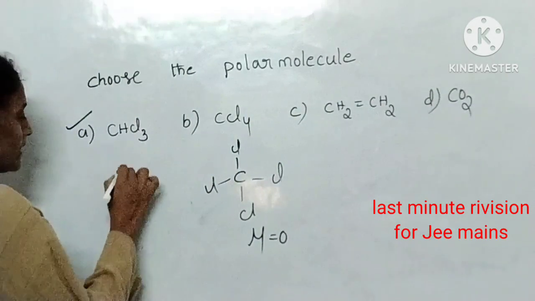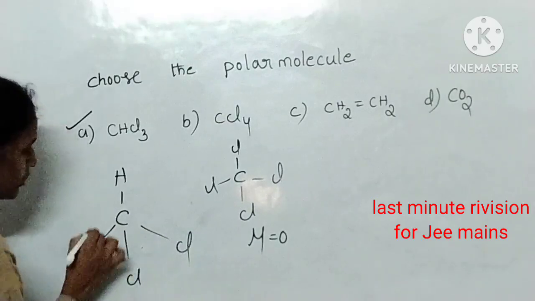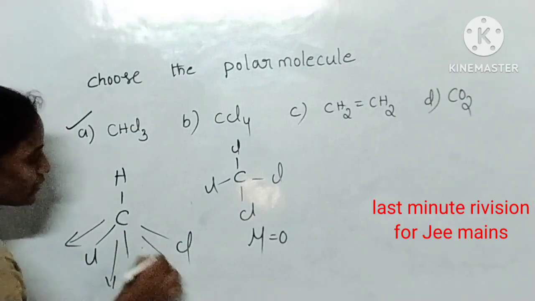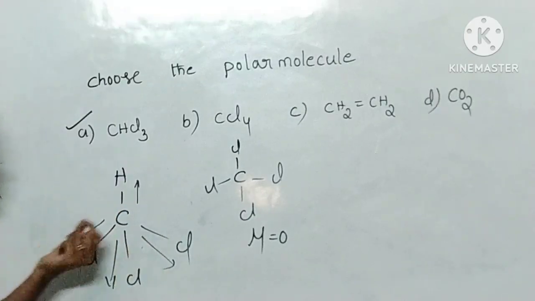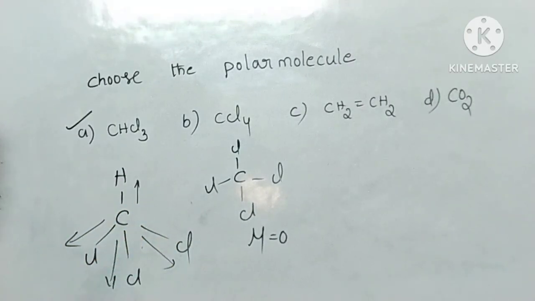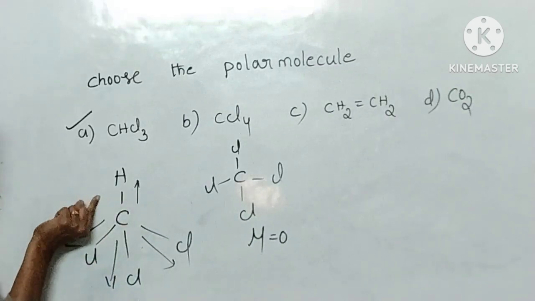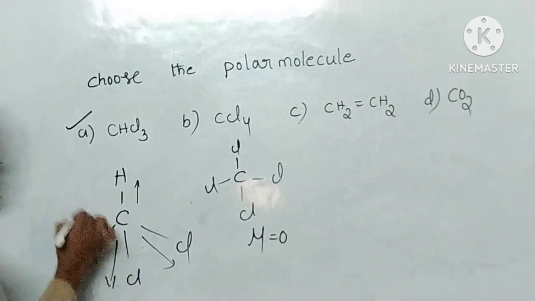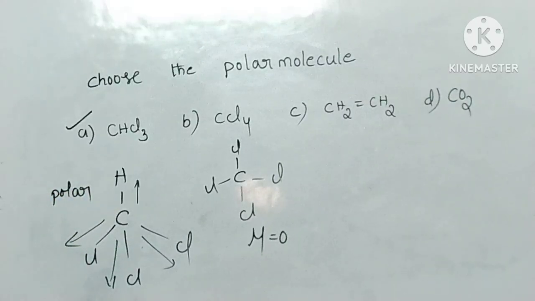See, here it is hydrogen, this is chlorine, and this is chlorine, and this is also chlorine. All 3 chlorine atoms are on one side and 1 hydrogen is on one side. So the dipole moment would be more from the 3 chlorine atoms side and less for the 1 hydrogen atom. So this one is the more polar molecule. Understood?